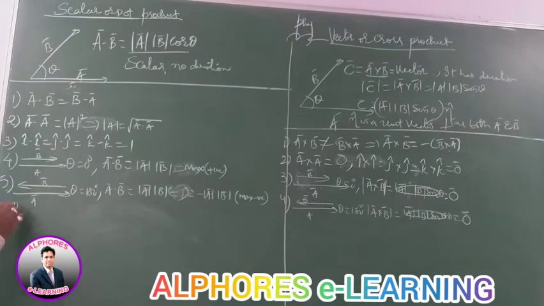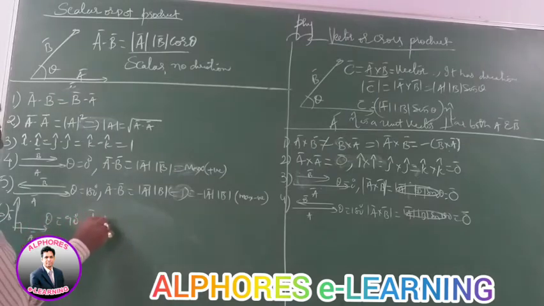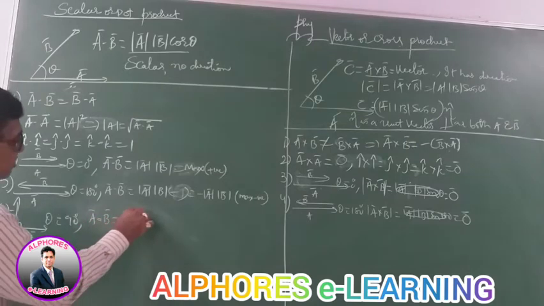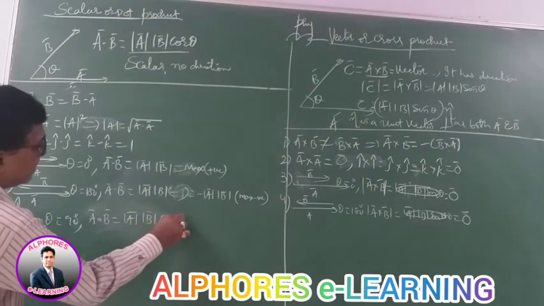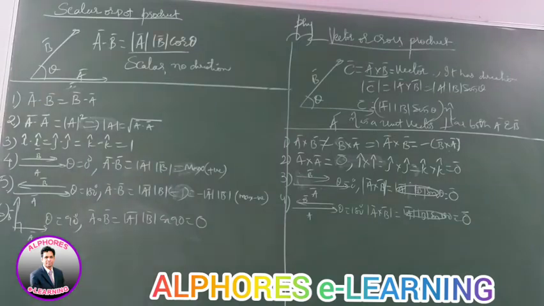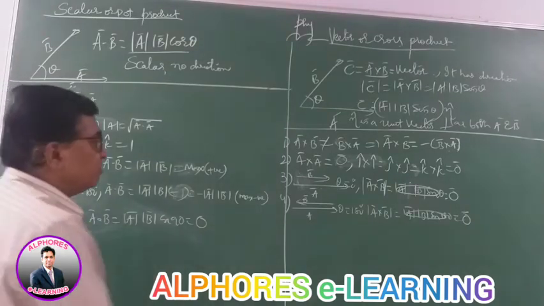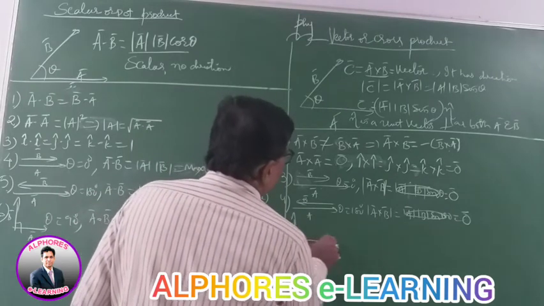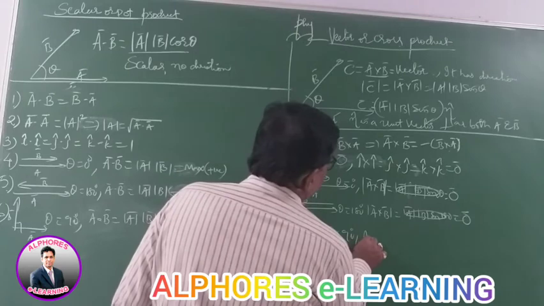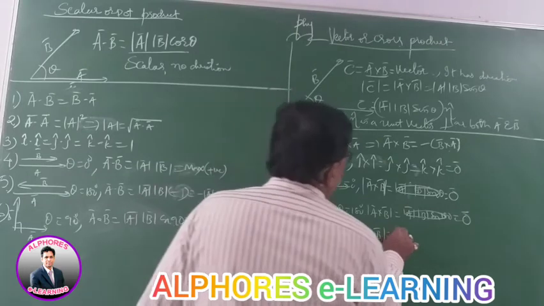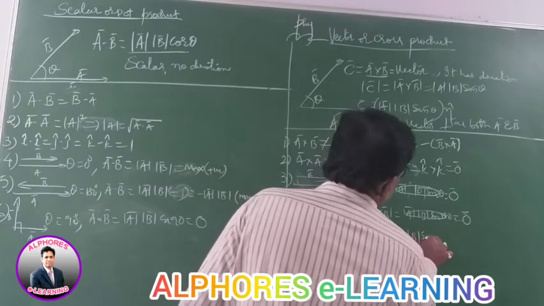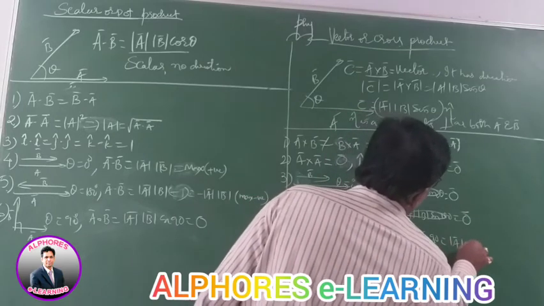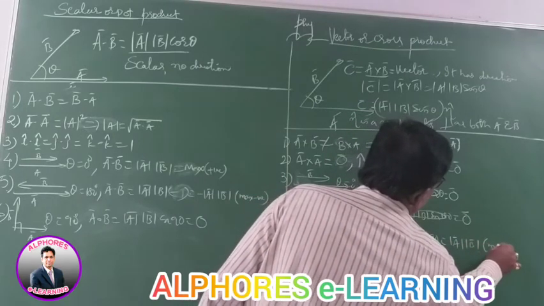When theta is 90, so two vectors A bar and B bar are perpendicular, then A dot B is mod A mod B cos 90. Cos 90 according to trigonometry is 0. But similarly here, if I consider two perpendicular vectors A bar and B bar, theta 90 degrees, then A cross B is mod A mod B sin 90, which is 1. The sin 90 is 1, this is maximum.